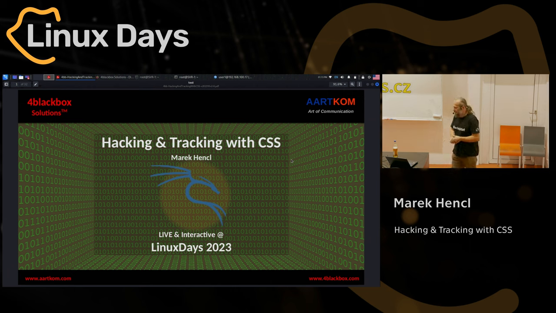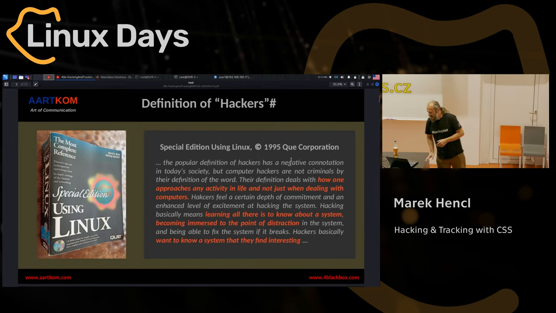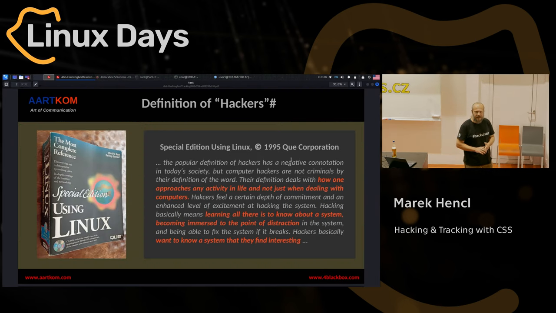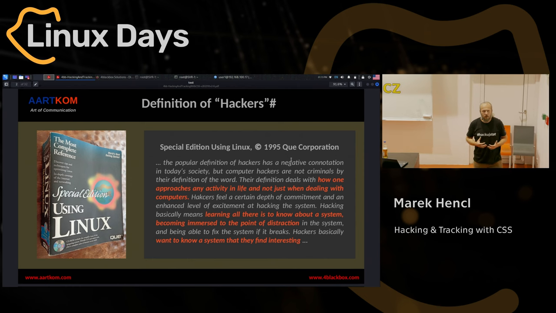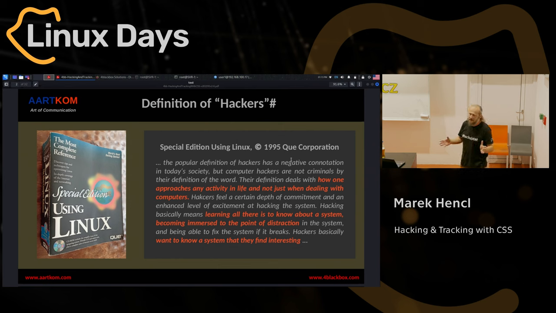So, when I talk about hacking, hackers, in today's world, hacking has a very negative connotation. Each time you look at the news, the company was hacked, the data was stolen by hackers, the hackers did a DDoS attack, the hackers stole some money. And yes, hacking did have a negative connotation back in 95.